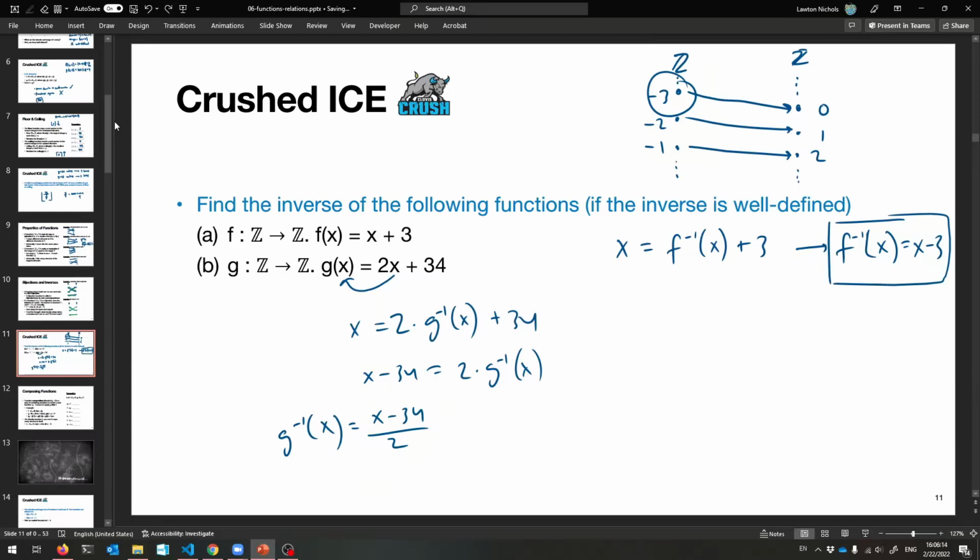So, g of 0, the real function g, takes 0 to 34, right? g of 1 is going to go to 36, right? It's going to be 34 plus 2. Where is 35, first of all? It's not being hit, so this function's automatically not onto. You see that? There's no way to hit 35.